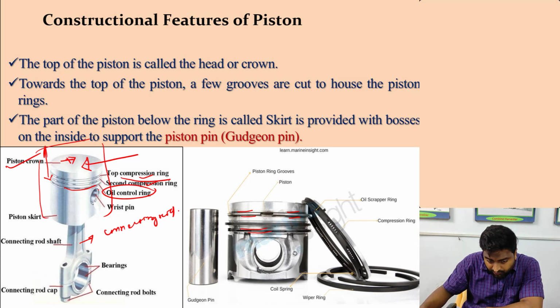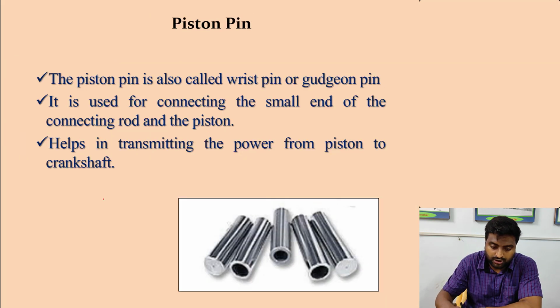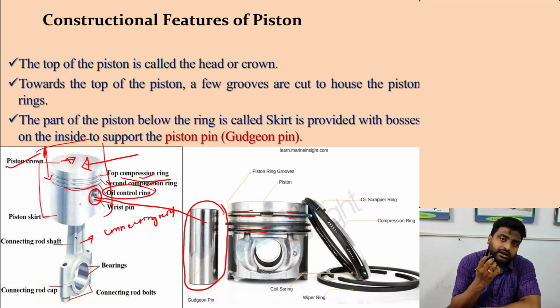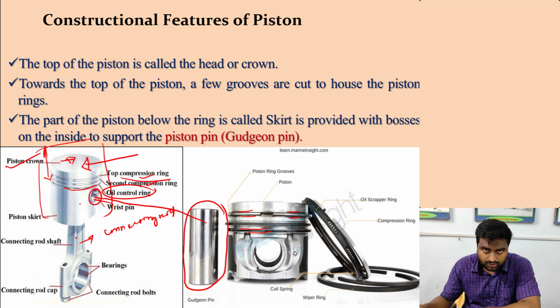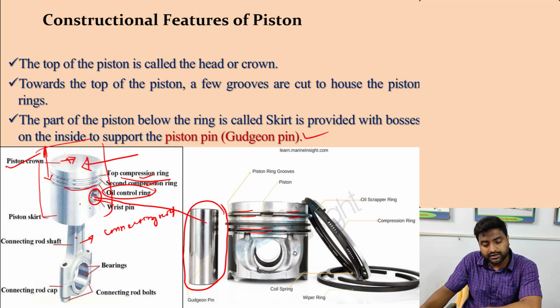In the middle, one hole is there. You can see, if this is the connecting rod, how will it be connected to the piston? One pin is there, and this pin is inserted inside this hole. This is known as the piston pin, the thing which connects the connecting rod to the piston. It is also known as the gudgeon pin. So this connects the piston and the connecting rod.